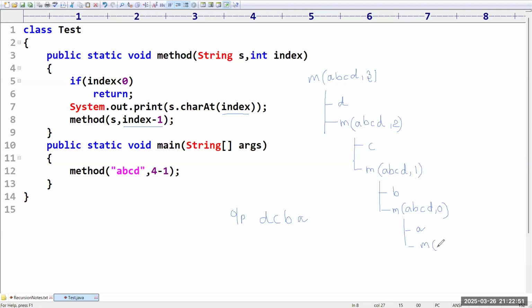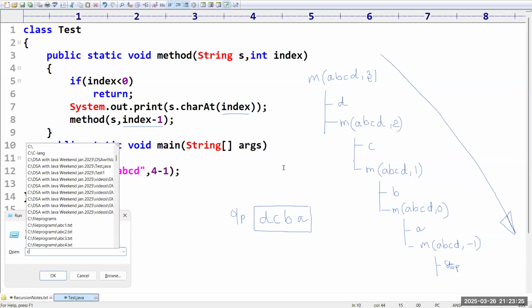After that, we call the same method by passing ABCD, and the index value becomes -1. Whenever -1 comes, it is going to stop this expansion. Why? Because the base condition is satisfied. This is the flow that is going to happen. So what is the output that we are going to get? DCBA.